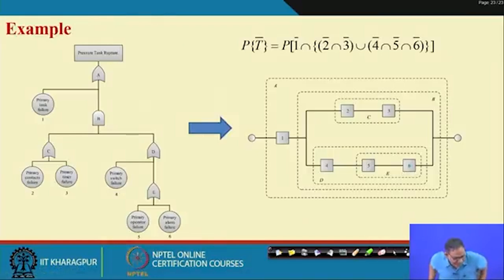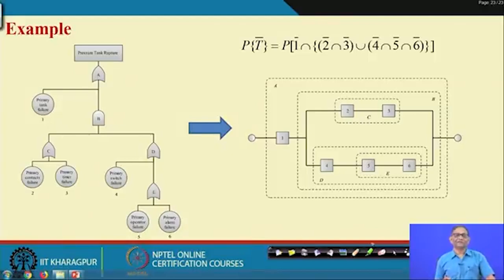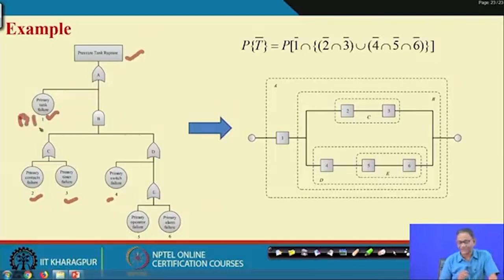So, one example: this is the pressure tank example. Several times we have discussed this pressure tank. Our issue is pressure tank rupture, and considering only the primary failures or the basic events and ignoring the secondary events, the fault tree is simplified to this kind of fault tree. Here we have 6 basic events, denoted 1, 2, 3, 4, 5, 6, but someone can say B1 to B6, no problem.